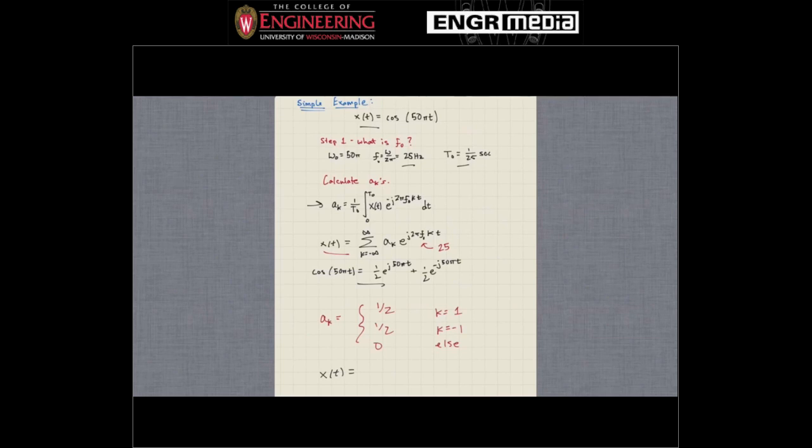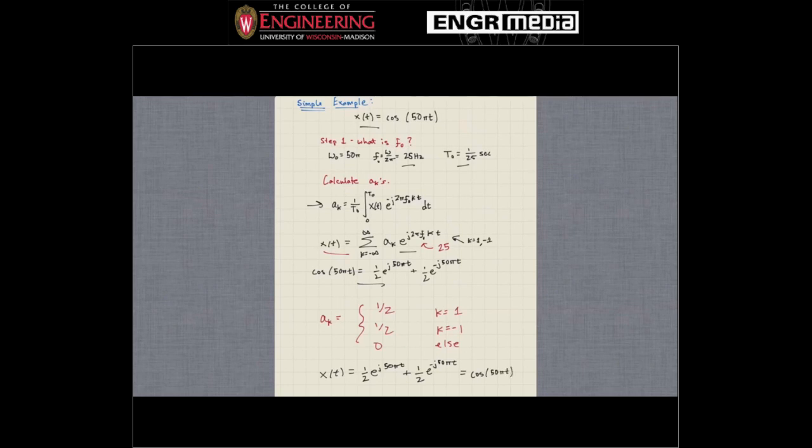So a_k, when k equals 1, is 1/2. And then the exponent here is just e to the j 50 pi t. And for the second term, when k equals minus 1, we also have 1/2. So it's plus 1/2 e to the minus j 50 pi t. I'm just plugging in the second term. So we did k equals minus 1 and k equals 1, and came up with these two terms here. And lo and behold, this is equal to cosine 50 pi t.